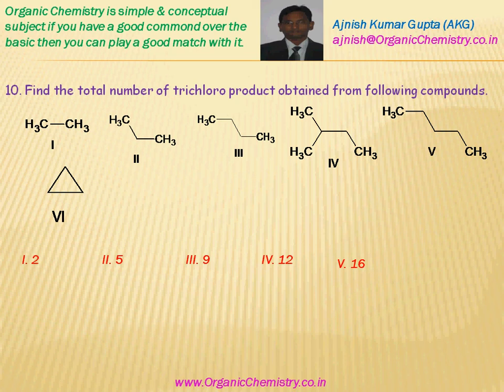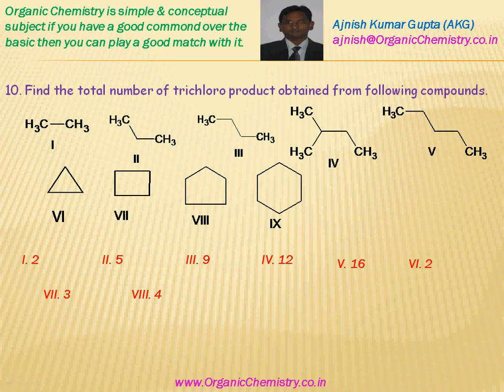For cyclopropane, 111, 1, 2, 3. So answer is 2. For cyclobutane, the answer is 3. That is 1, 2 and 3. So 1, 1, 2, 1, 1, 3 or 1, 2, 3. For cyclopentane, answer is 4. That is 1, 1, 2, 1, 1, 3, 1, 2, 3, 1, 2, 4. This is 1, 2, 3 and 4, 5.